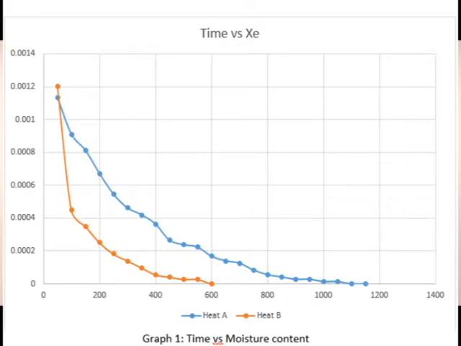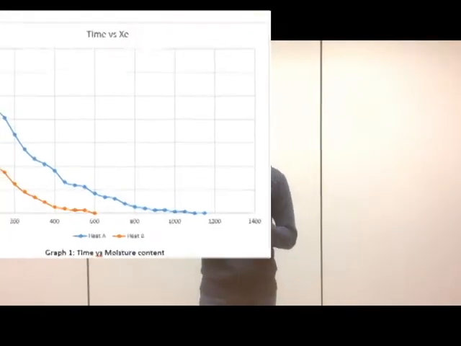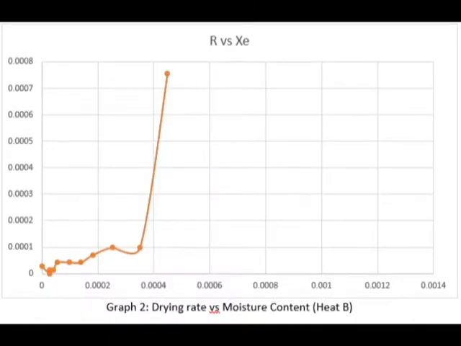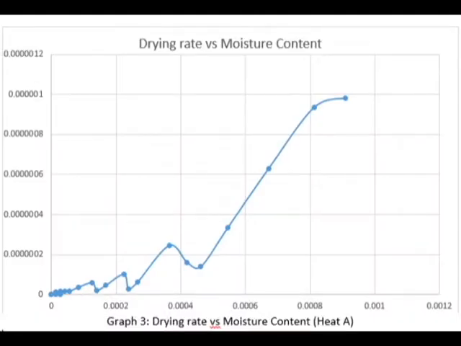For this graph, it consists of heater A and heater B. And then graph 2 is the drying rate versus the moisture content for heater B. And then graph 3 is the drying rate versus the moisture content of heater A.